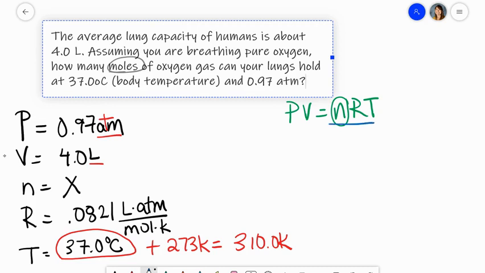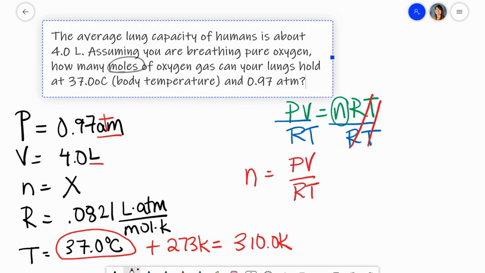In order to get n by itself, I'm going to need to divide through by R and T. And whatever I do to one side, of course, I'm going to do to the other side. My R and T cancel here. So I finally have n, the number of moles, is equal to PV over R times T.